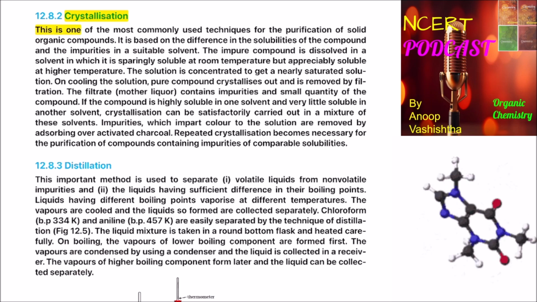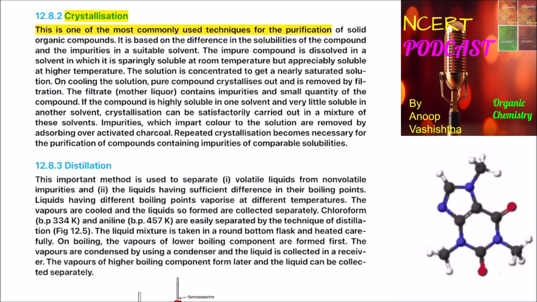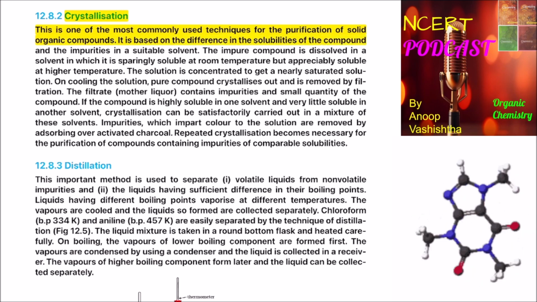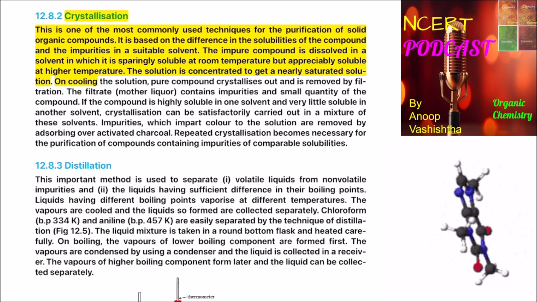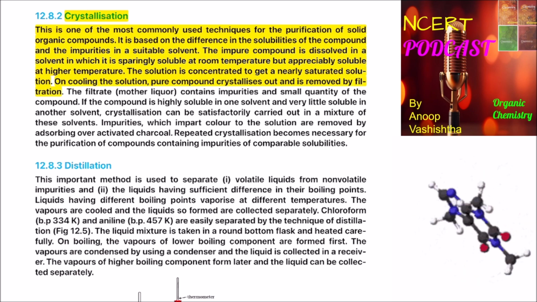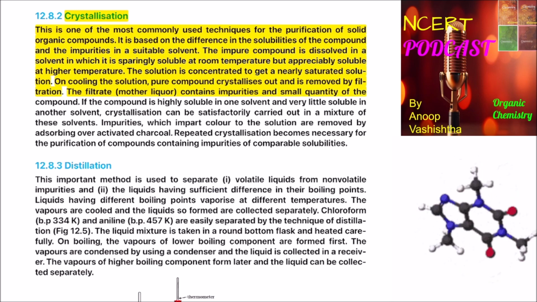Crystallization. This is one of the most commonly used techniques for the purification of solid organic compounds. It is based on the difference in the solubilities of the compound and the impurities in a suitable solvent. The impure compound is dissolved in a solvent in which it is sparingly soluble at room temperature but appreciably soluble at higher temperatures. The solution is concentrated to get a nearly saturated solution. On cooling the solution, pure compound crystallizes out and is removed by filtration. The filtrate, mother liquor, contains impurities and a small quantity of the compound.